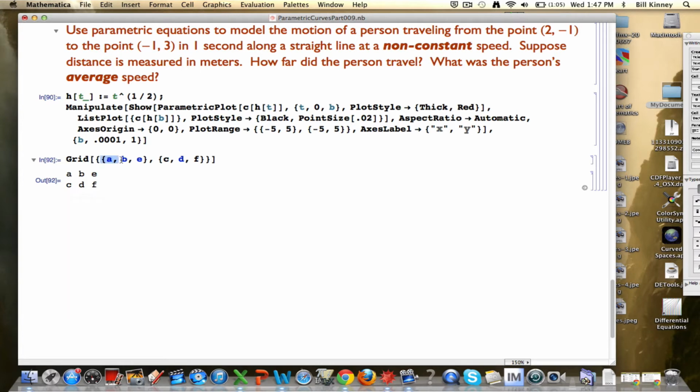This is going to be the first row of the output grid. This is going to be the second row of the output grid. That's the basic syntax of grid. And we're going to use it here in a minute, but I'm going to show you something else first.